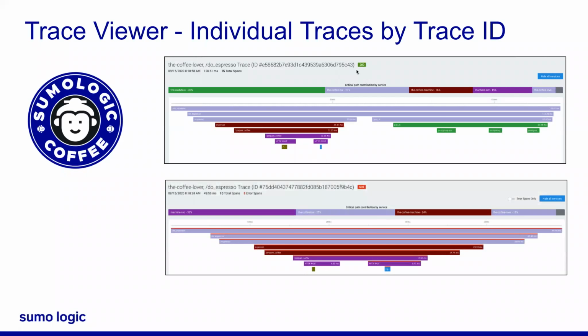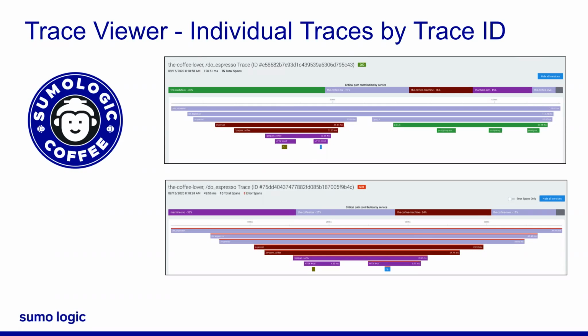Here on the top is an example of a successful order, which is represented by the status code of a 200. So on the top, somebody got their cup of coffee in 120 microseconds. In the bottom, though, we have an error of 503. We have red, which means bad. And so in this case, somebody was not able to get their cup of coffee.